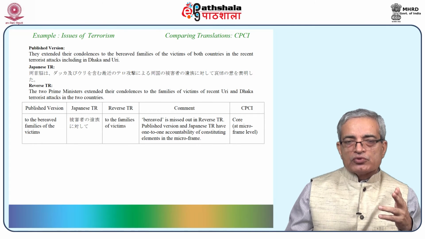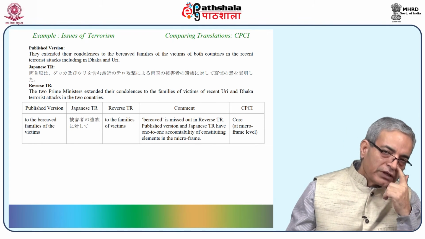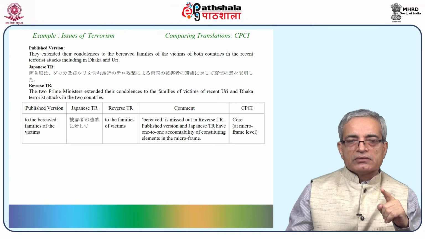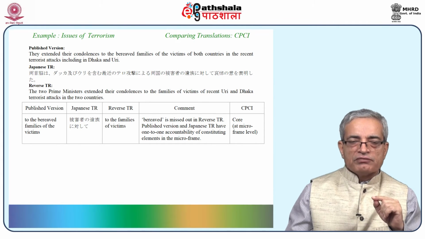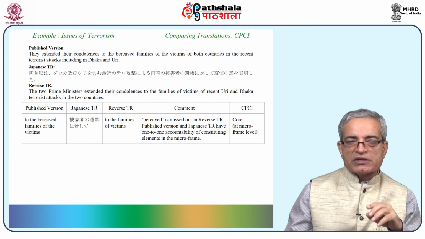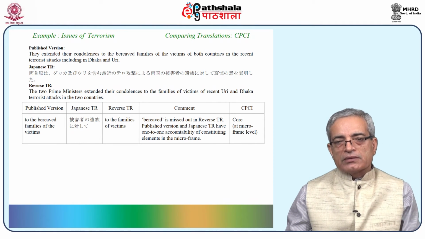One more, to the bereaved families of the victims. Higaisha no Kizoku ni taishite. Now, "to" is getting translated as "ni taishite". Kizoku is bereaved families, okay. Of the victims, Higaisha no is fine, okay. In the reverse translation, "to the families of victims", I think "bereaved" is missing in this. The rest is, I think, fine.